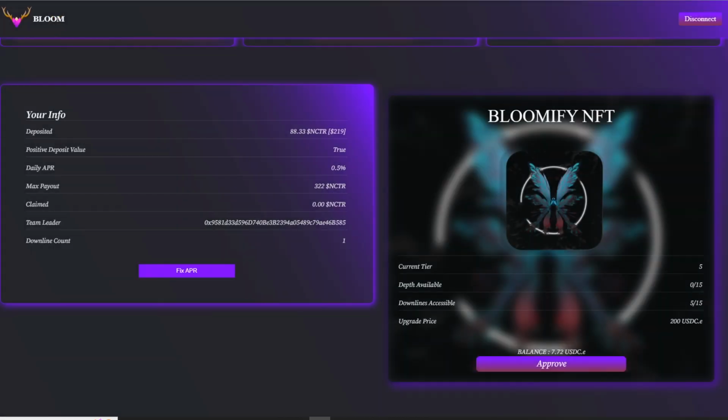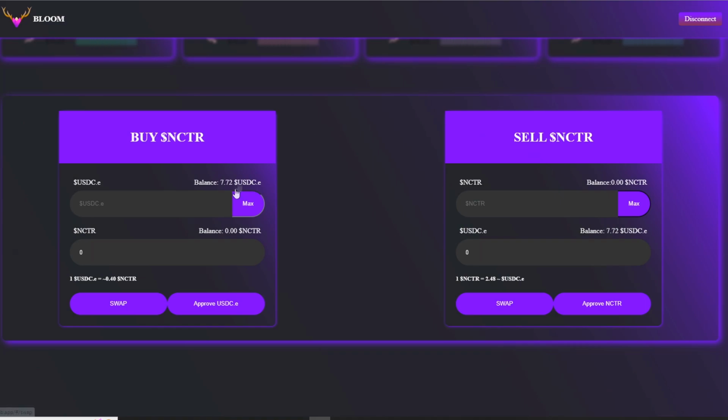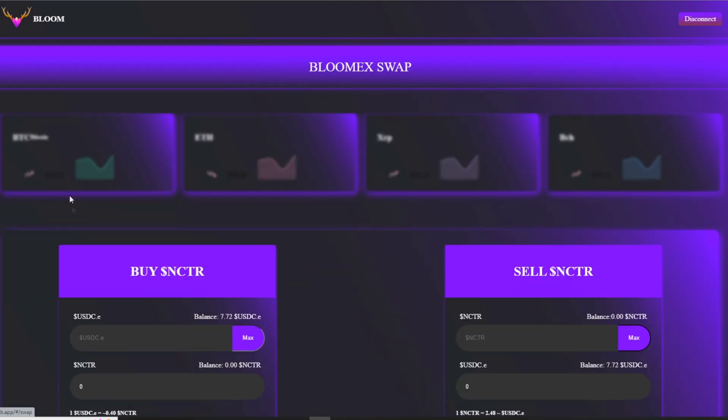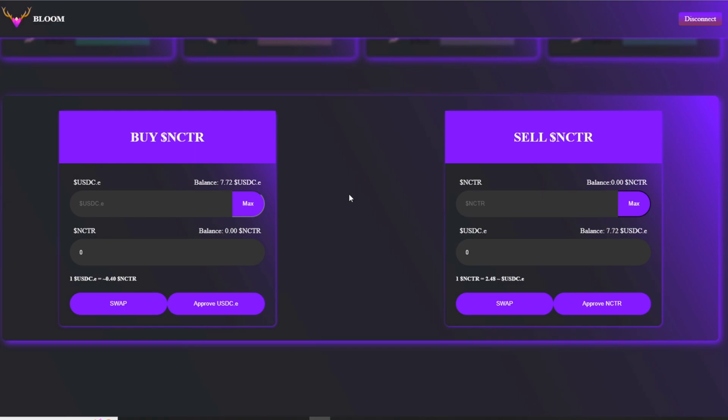Now, if we take a look at their DEX right now, this is their swap. So like I said, you don't have to go on to Trader Joe or anything. You can actually come here and buy the NCTR token. That's basically if you just want to trade it in the open market, because it's not going to be a part of the Bloomify ecosystem. But of course, this DEX is going to be built out, and they are probably going to have more tokens on there, which is also going to provide them with more revenue.